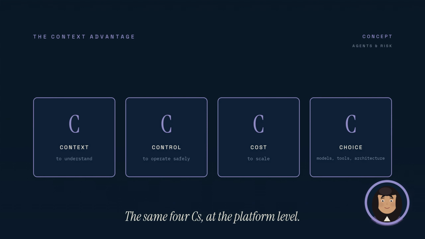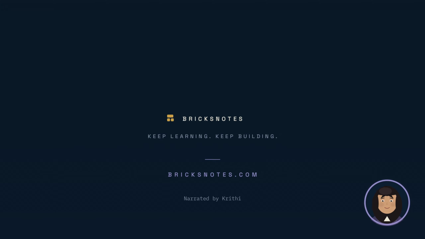That connects directly with the context advantage. Agents need context to understand, control to operate safely, cost awareness to scale, and the right choices about models, tools, and architecture. You can explore more practical data and AI concepts through BricksNotes and the context advantage.